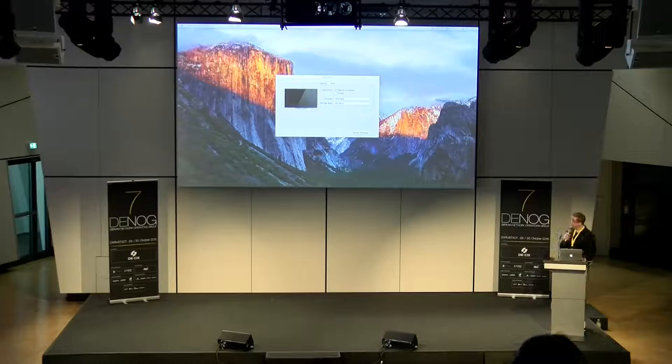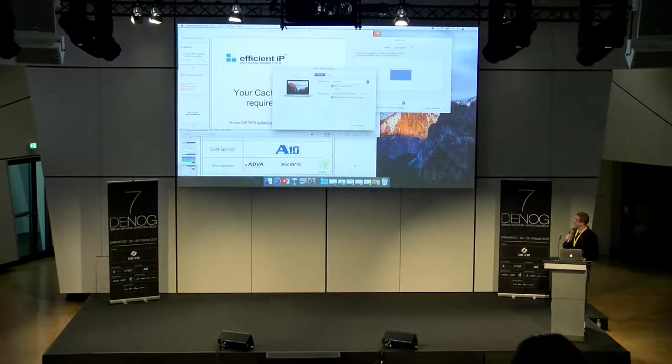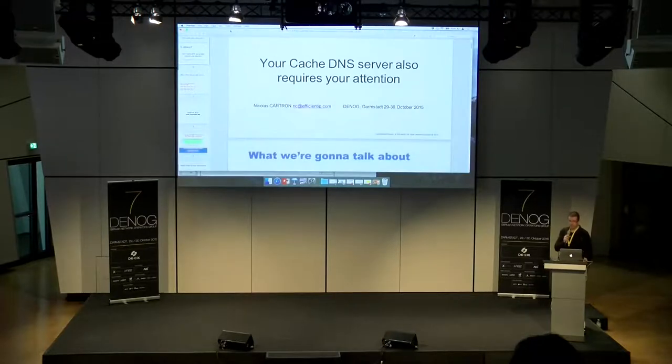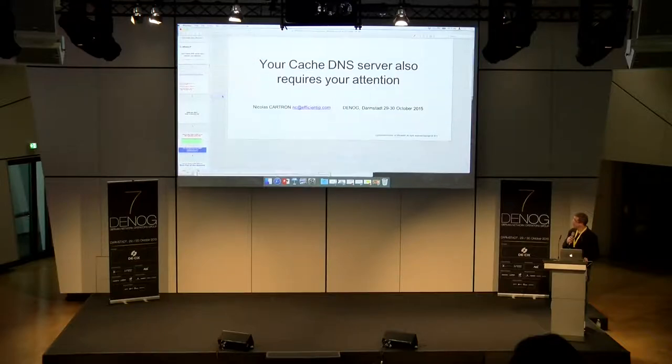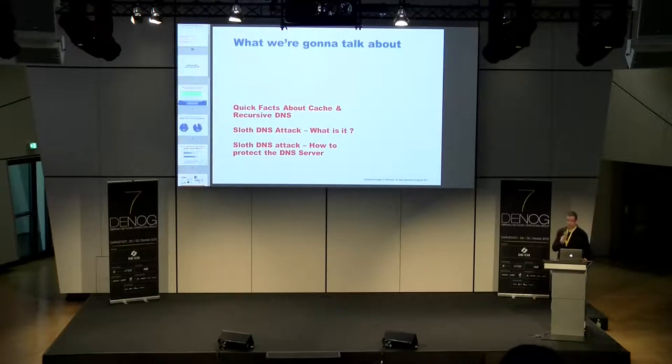The topic of today is basically DNS, with more of a focus on the caching and the recursive DNS part. What we're going to talk about today is a few facts about the cache and recursive servers. Then an example of an attack that we have discovered, how it works, and how you could protect the DNS server. But before we switch into this specific presentation, just a few reminders around DNS.